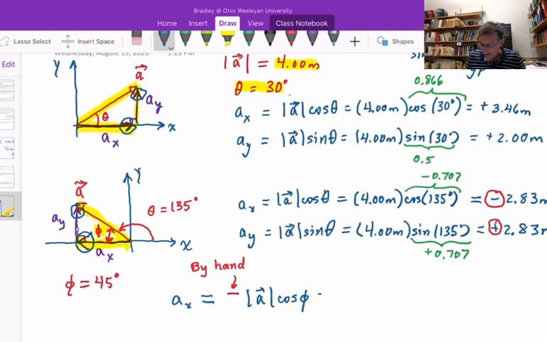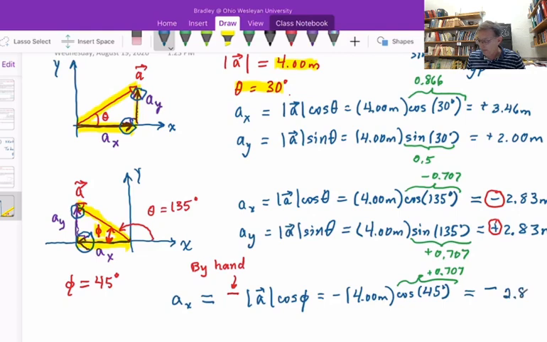So this is negative magnitude A, 4 meters, times cosine of phi, 45 degrees. Not 135, 45. And you go to your calculator and you say, hey, calculator, what's the cosine of 45? And it will say, oh, that's easy, positive 0.707. So you multiply all this out, remember the negative sign you put in by hand, and you get negative 0.283 meters. Same x component we had in the first calculation. Of course, it had to be.